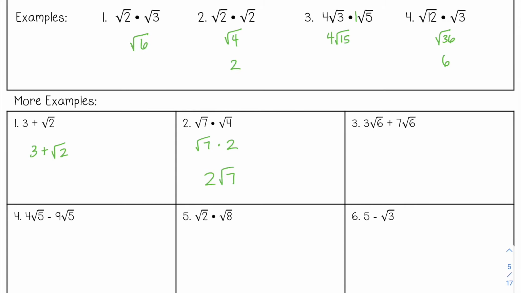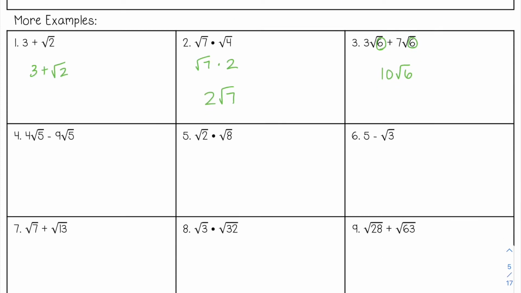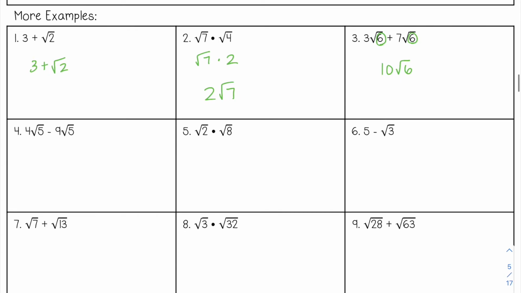All right, number 3, we have 3 square roots of 6 plus 7 square roots of 6. They have the same radicand, so I can add the numbers on the outside. So 3 plus 7 is 10 on the square root of 6. All right, number 4, those both have the same radicand of 5, so I can subtract the numbers on the outside. So 4 minus 9, that's negative 5, times the square root of 5, or on the square root of 5.